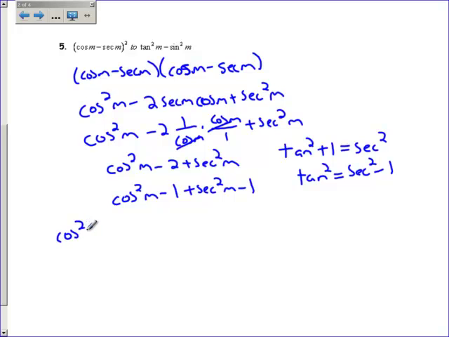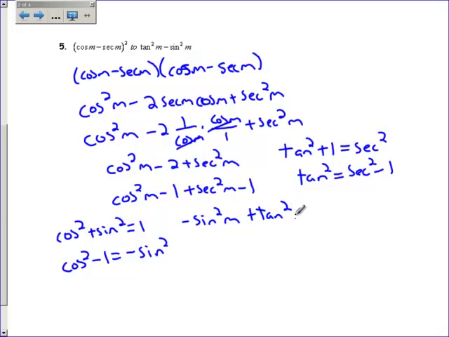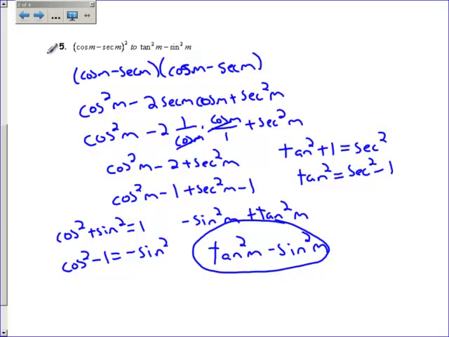Remember, cosine squared plus sine squared equals 1. So if I subtract 1 from both sides and I bring the sine squared over here, what is cosine squared minus 1? Well, looky there. It's negative sine squared. So this becomes negative sine squared m. And then this is plus tangent squared m, which of course we can just write the tangent squared first. And this is tangent squared m minus sine squared of m. That one wasn't too easy.